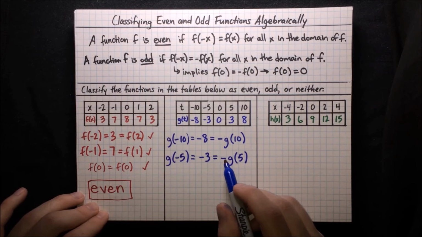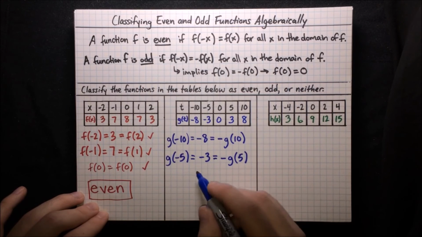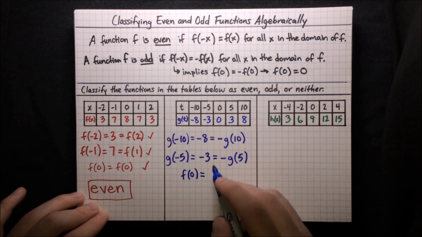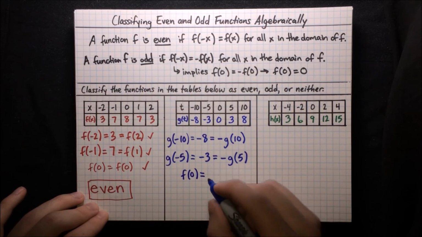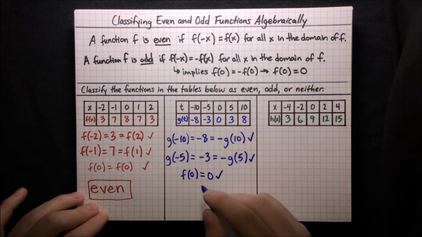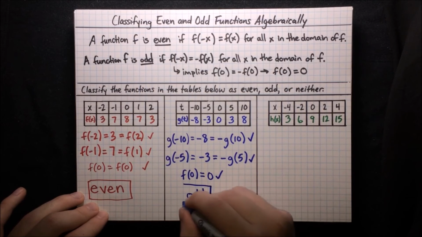And lastly, we have to check that g of 0 is indeed 0. Let's try that. So g of 0 is equal to, looking in our table, 0. Yeah. So in all cases, the function is demonstrated to be odd. So therefore, the function itself is odd.